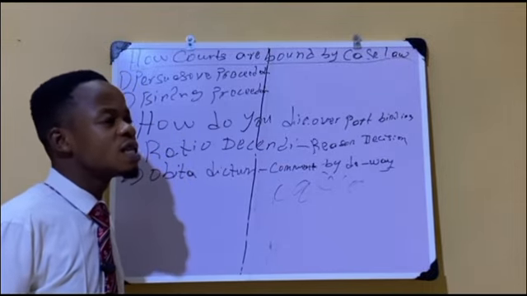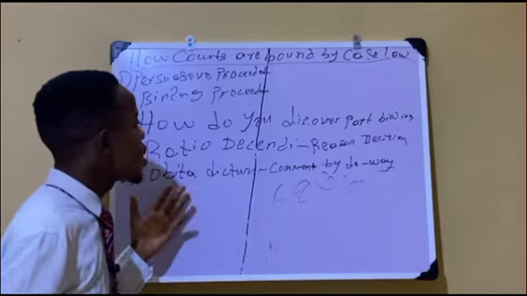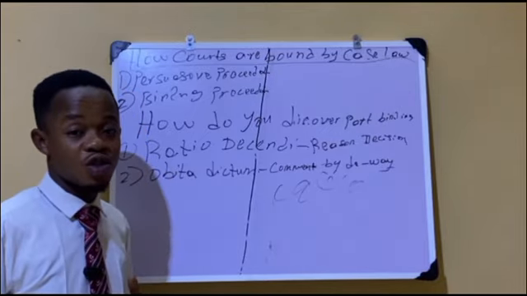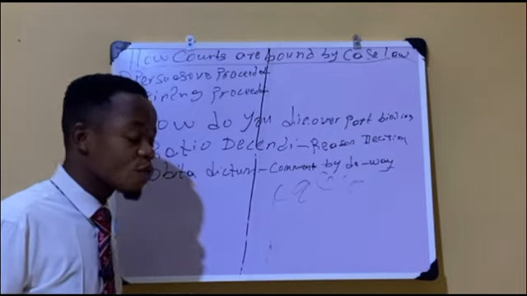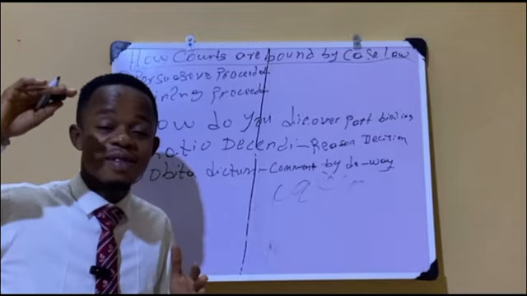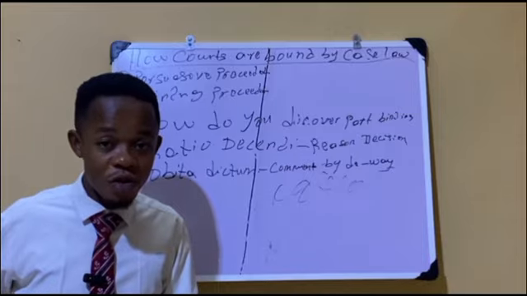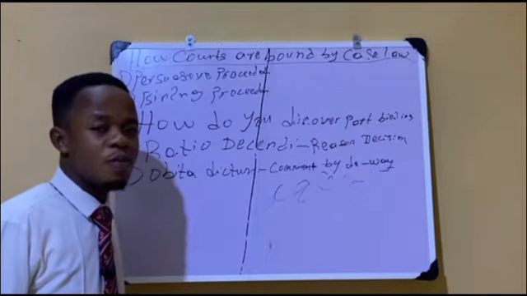Now, when we say similar facts, we mean that for a lower court to be bound by the decision of a higher court, it must first ascertain that everything that happened in the previous case has similarity with the present case.